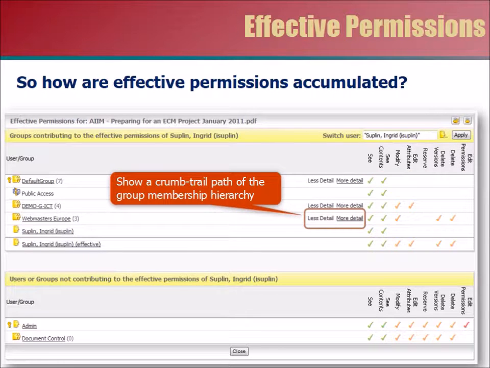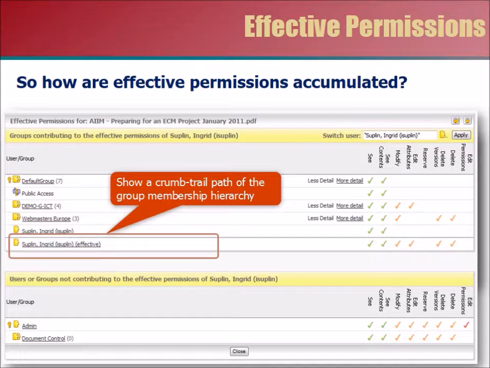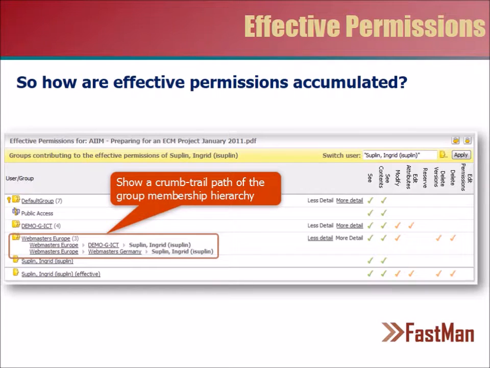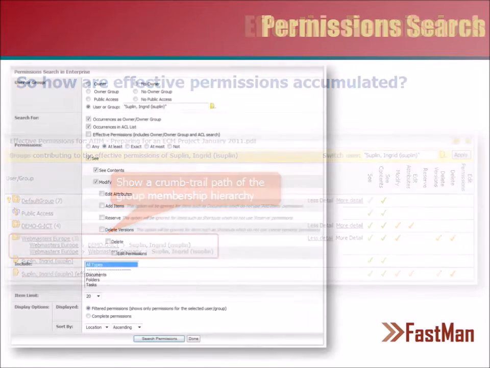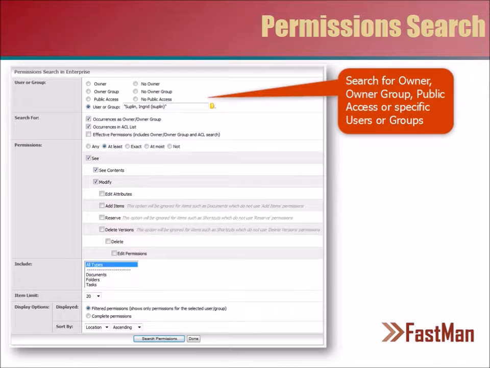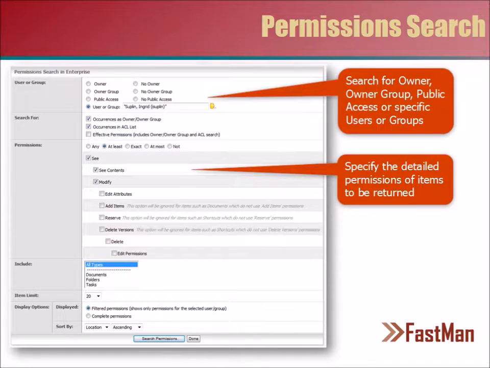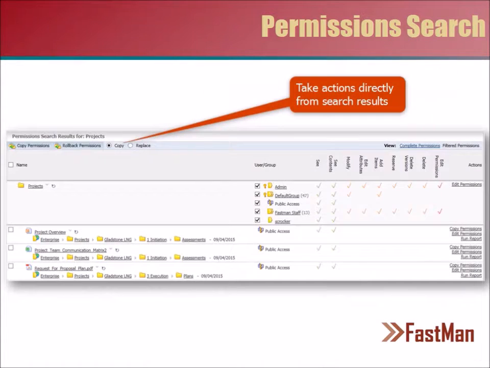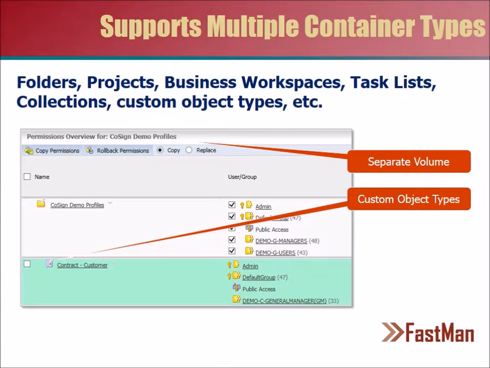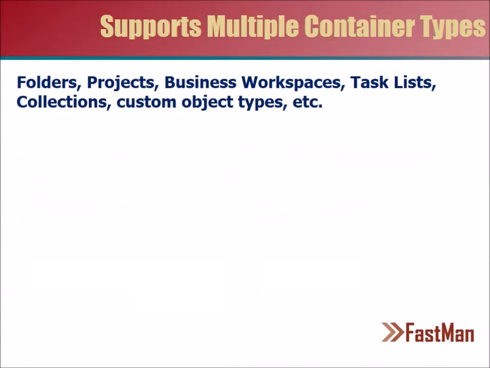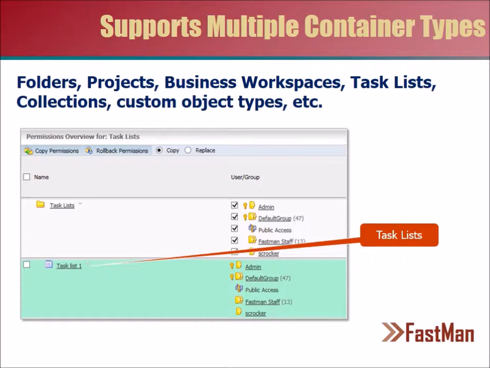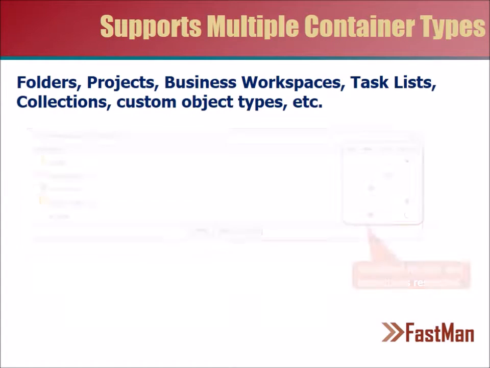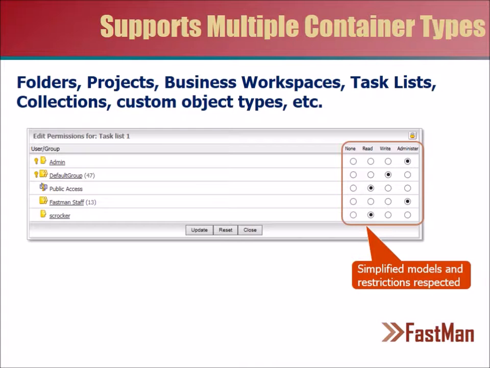We do that through a number of features. Of course, there's a standard edit permissions feature and so on that Content Server provides. We also do it through the filtering and the effective permissions. So as a user, or as an administrator, you're able to see how permissions are built up and how access is granted to a user or to a group of users. We also provide you with a search function, which is not available out of the box in Content Server. So you're able to search on particular access rights that a user or groups may have on particular object types and in certain locations in your system. And after you've had that set of search results, you're able to take action directly from that set of results.